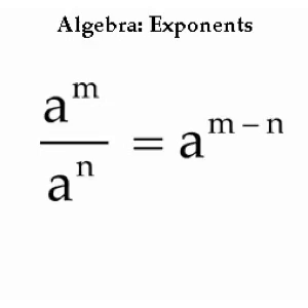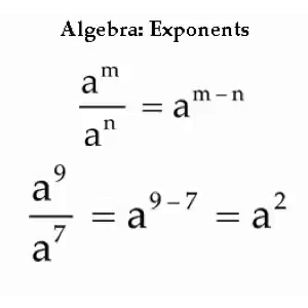The second rule that we have is if we have a to the m over a to the n. So we have a fraction. When we have a fraction, we subtract the exponent. So we're going to have a to the m minus n. So we have the top minus the bottom. In our first example, we have a to the 9th divided by a to the 7th. And we're going to take the exponents and subtract them. 9 minus 7 is 2. So we're going to have a squared as our final answer.